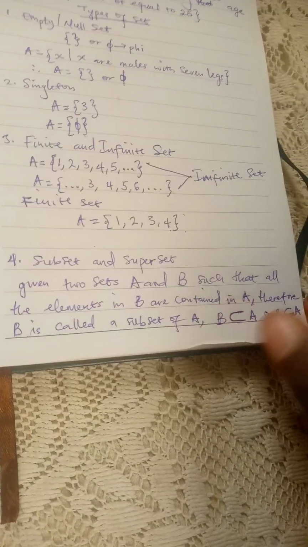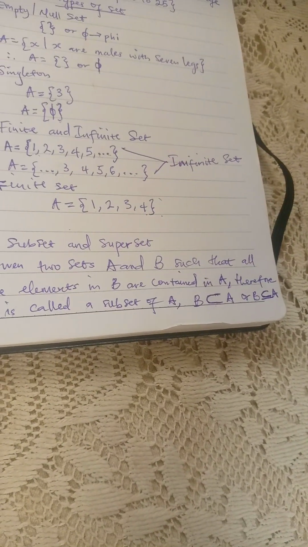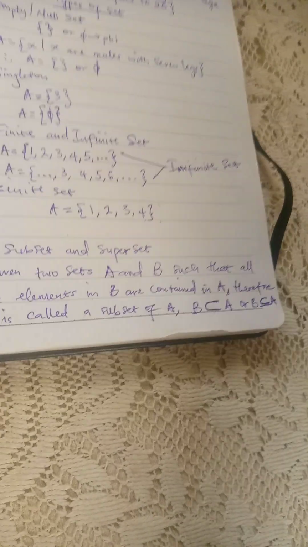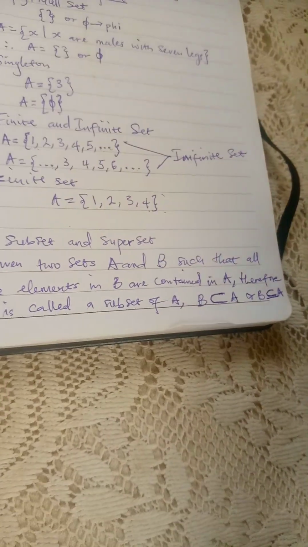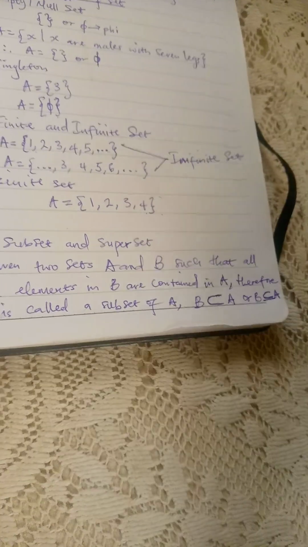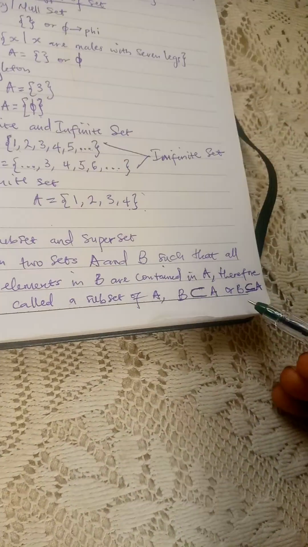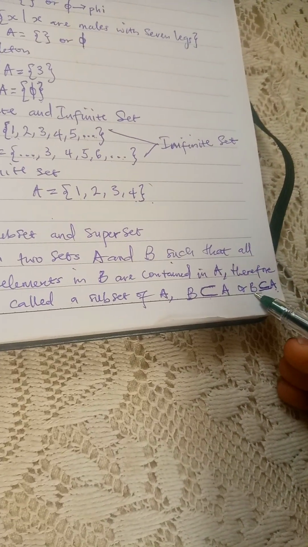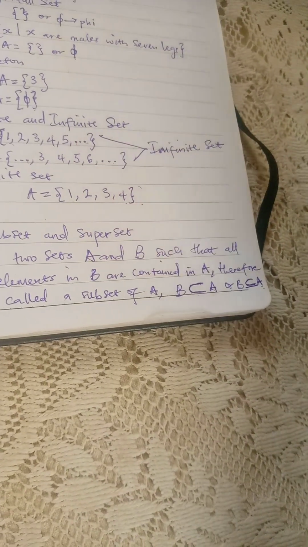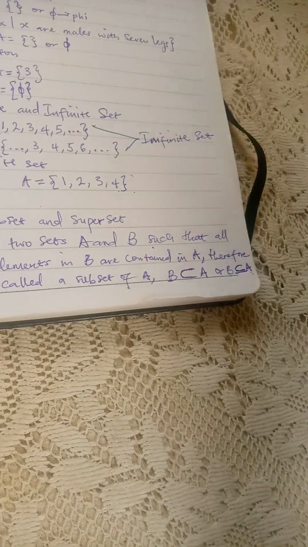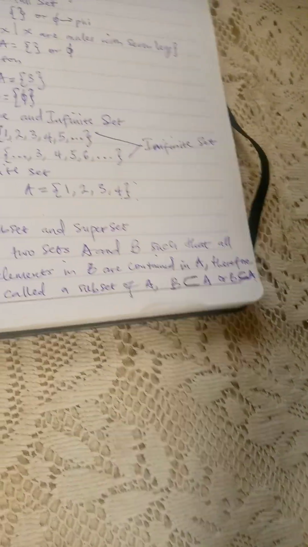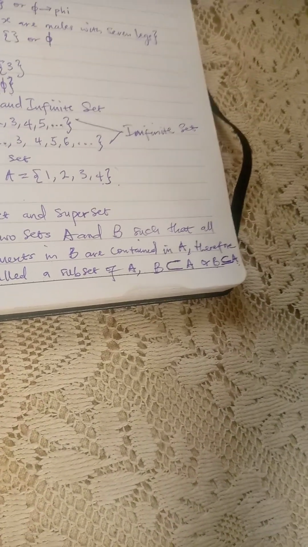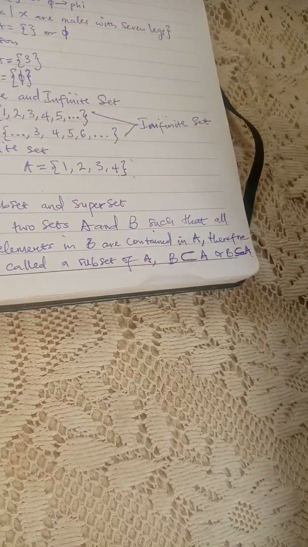So what if B is not a subset of A? Then that means that A is a superset of B. Remember I said B is a subset of A, which means that A will be a superset of B. This means that all the elements of B were derived from the elements of A. So B is a subset while A is a superset.